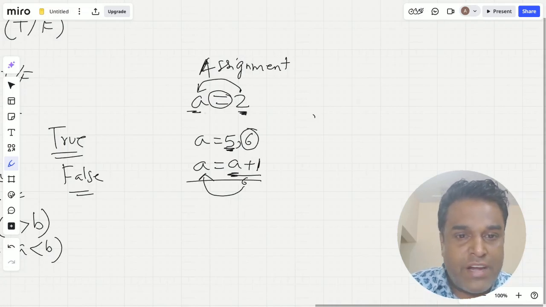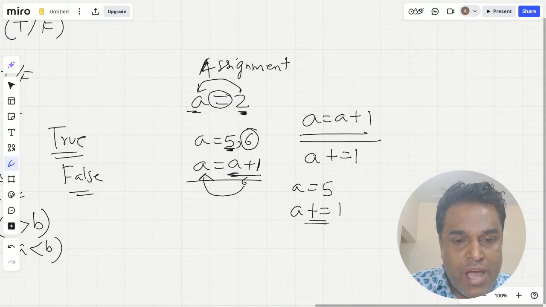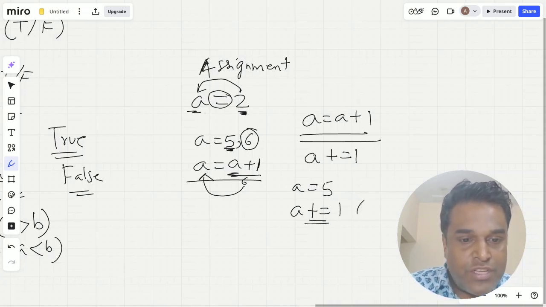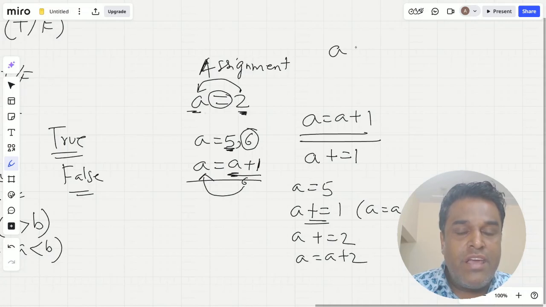So this format, A is equal to A plus 1, can also be written in a short form, A plus equal to 1, which means A is equal to A plus 1. If the value of A is 5 and I simply write A plus equal to 1, and please remember, plus and equal to should be together with no space between them, it basically means A is equal to A plus 1. If I say A plus equal to 2, this means A is equal to A plus 2. I can use this with all the operators. In fact, I can write A slash equal to 2. What does this mean? This means A is equal to A divided by 2.